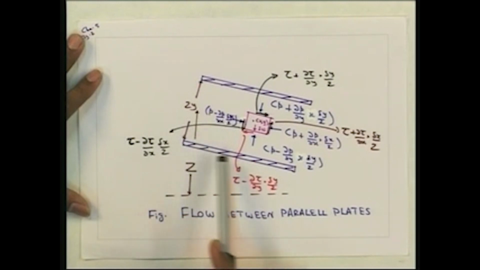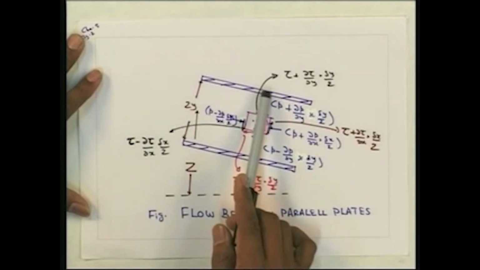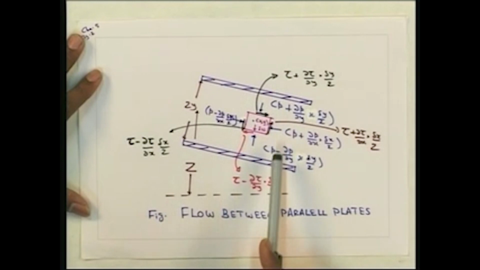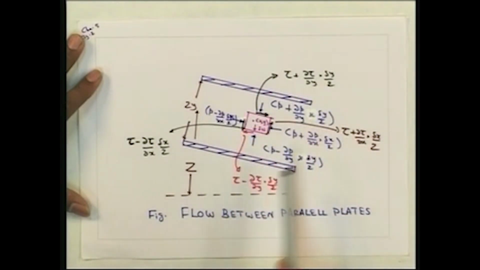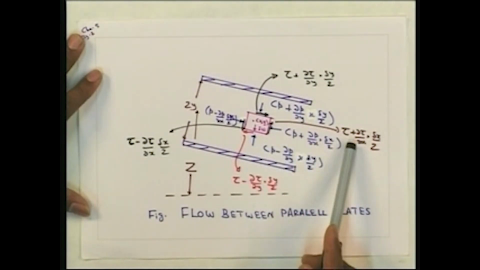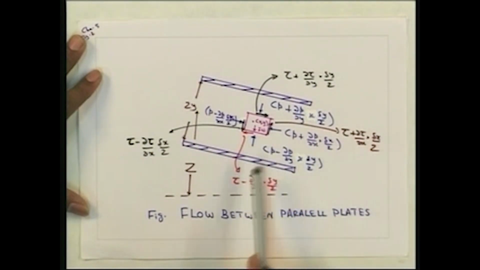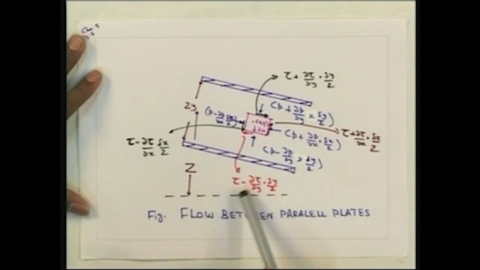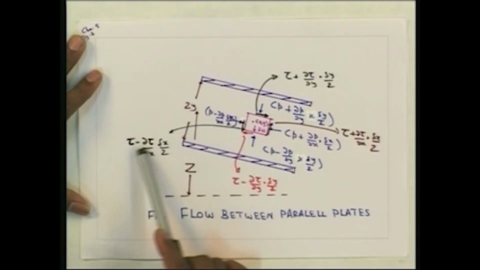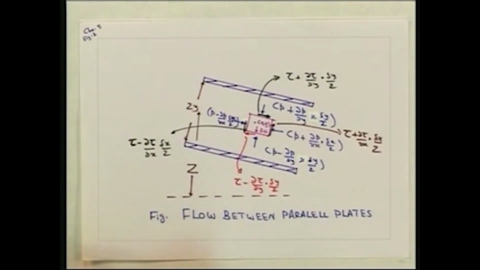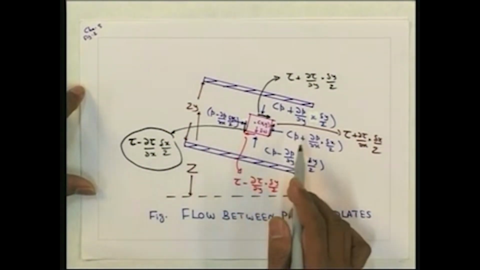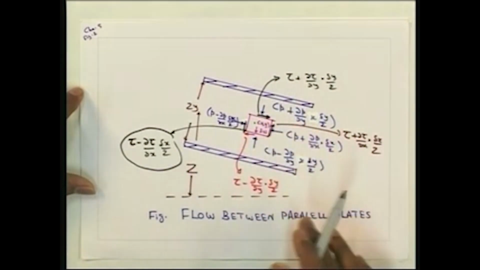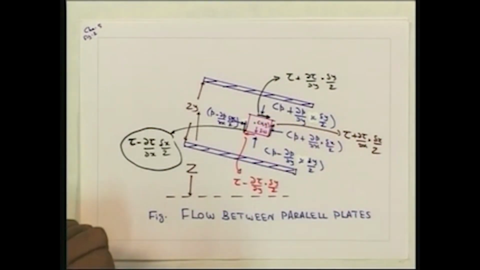And similarly, the shear stress is another important force, the shear force. So, we can write on this side tau plus del tau by del y into delta y by 2, and on this side it will be tau plus del tau by del x into delta x by 2, and on this side of the fluid element it will be tau minus del tau by del y into delta y by 2, and on this side tau minus del tau by del x into delta x by 2. So, now we are considering this control volume and a fluid element, with all the pressure force and shear force.